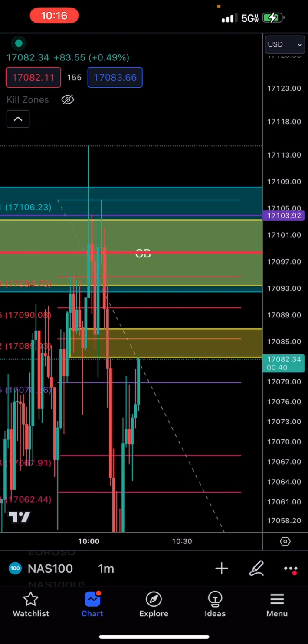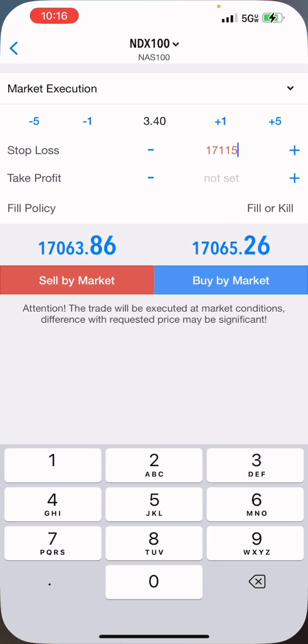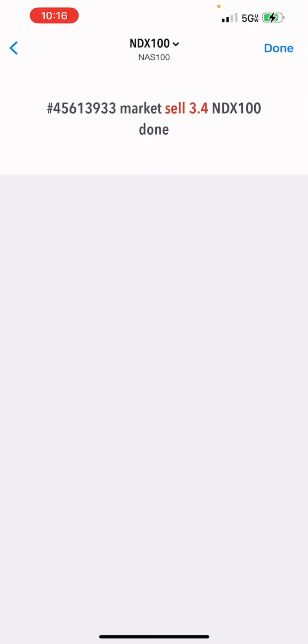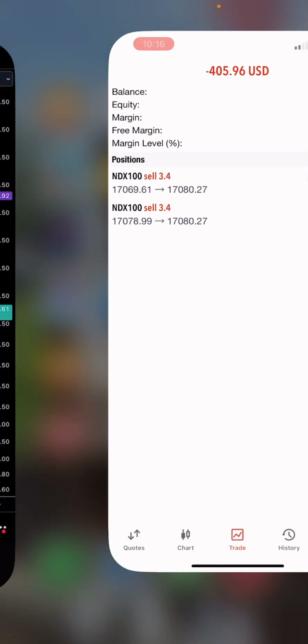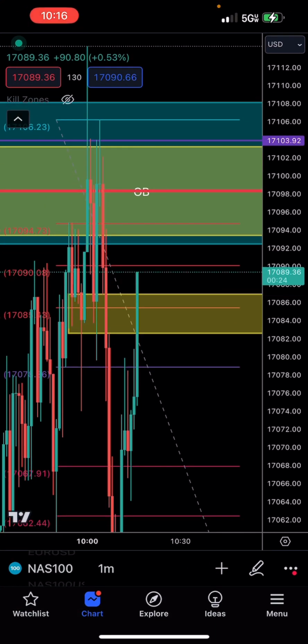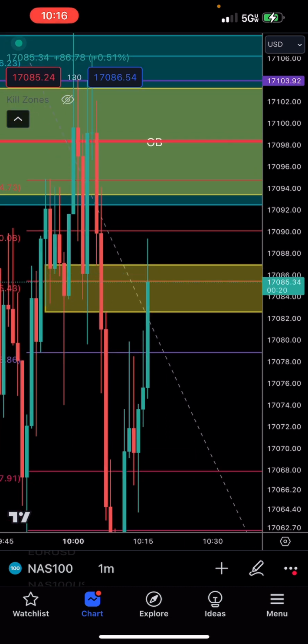So right here, I think I'm going to take another entry. Part of me wishes I would have just closed that one trade and then re-entered, but I'll take another entry right here. I don't want to see this 1 minute close above that yellow box. If that happens, then I'll just close everything out immediately.